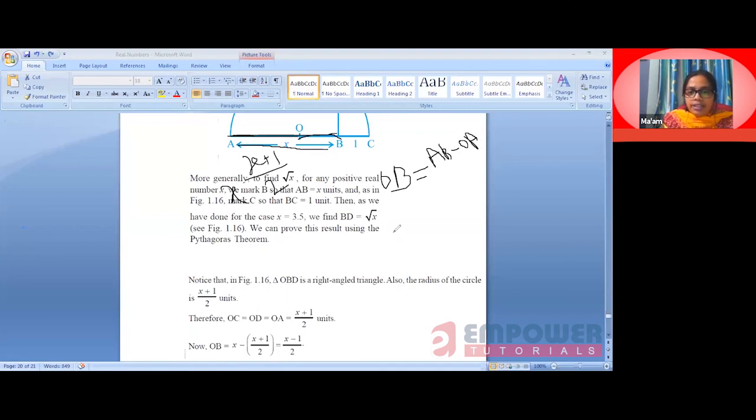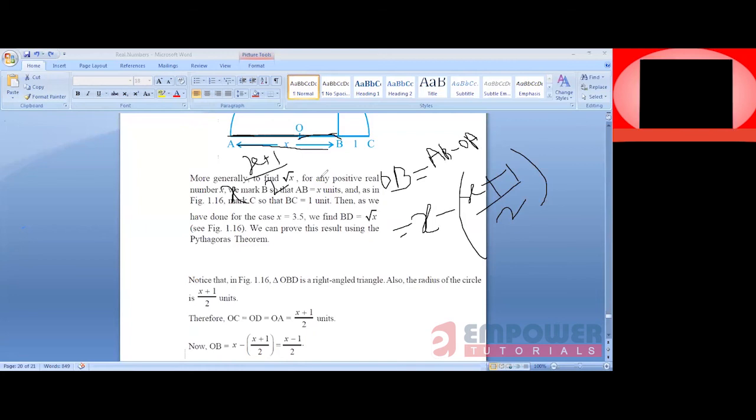What is the value of AB? The value of AB is x, and the value of OA, which is the radius of the circle, is equal to x plus 1 upon 2. Everyone, are you getting my point, or getting confused? Yes, ma'am. Okay. So after solving this, I will get the value of OB. This value is equal to x minus 1 upon 2.